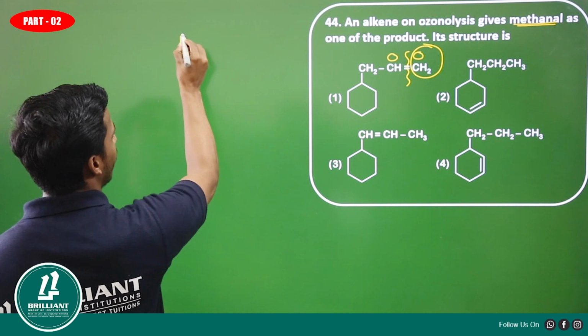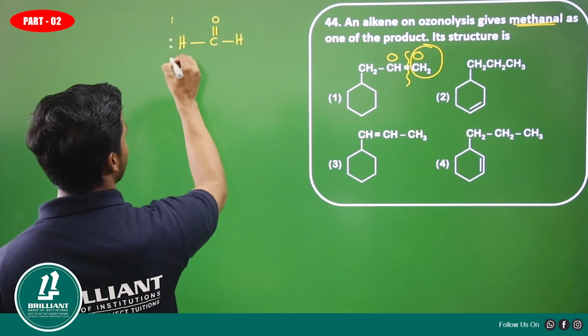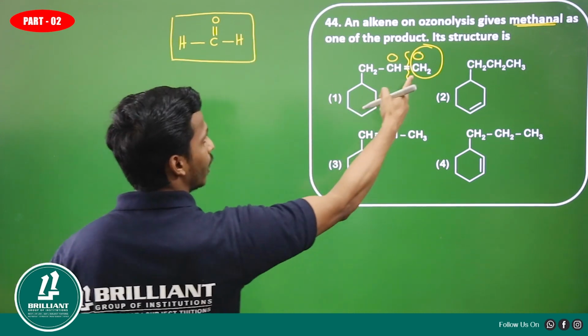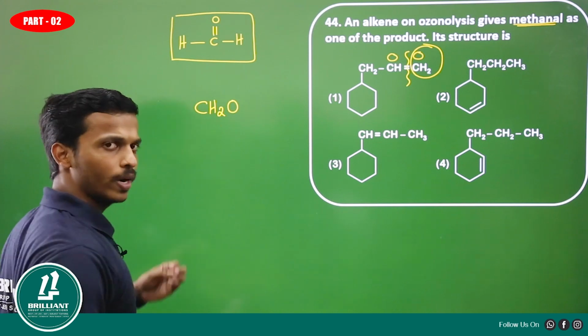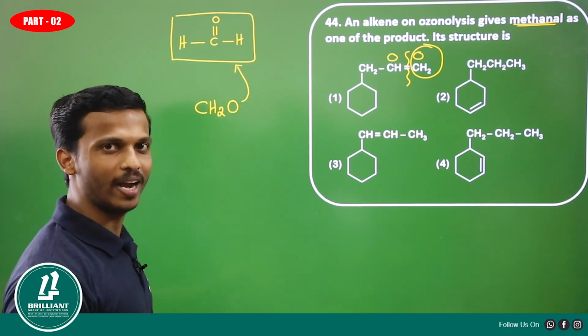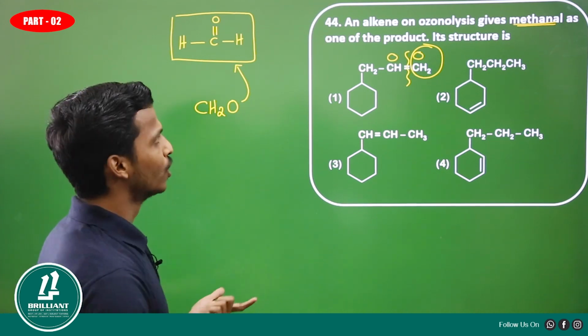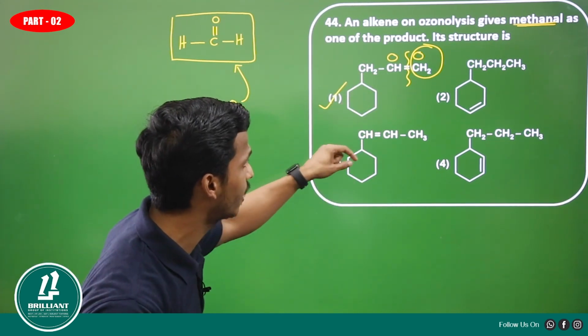What is meant by methanol? HCHO, right? Formaldehyde. This is your methanol. Here we are getting CH2O. What is CH2O? CH2O is nothing but HCHO, formaldehyde or methanol. So your answer is which one? 1.